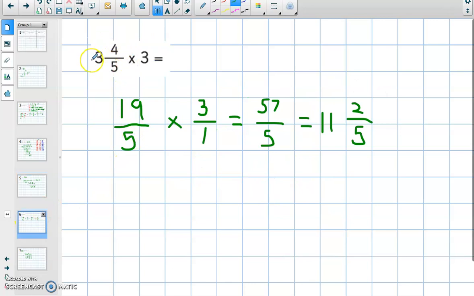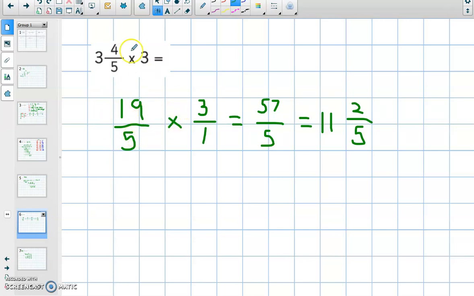Okay, so mixed number multiplied by a whole number. First thing that I need to do, you've guessed right, I need to change this into an improper fraction. So I'm going to multiply the whole number by the denominator, which is 15, because 3 times 5 is 15, and I'm going to add it to my numerator. So 15 add 4 equals 19 over 5. Remember, the denominator must stay the same.